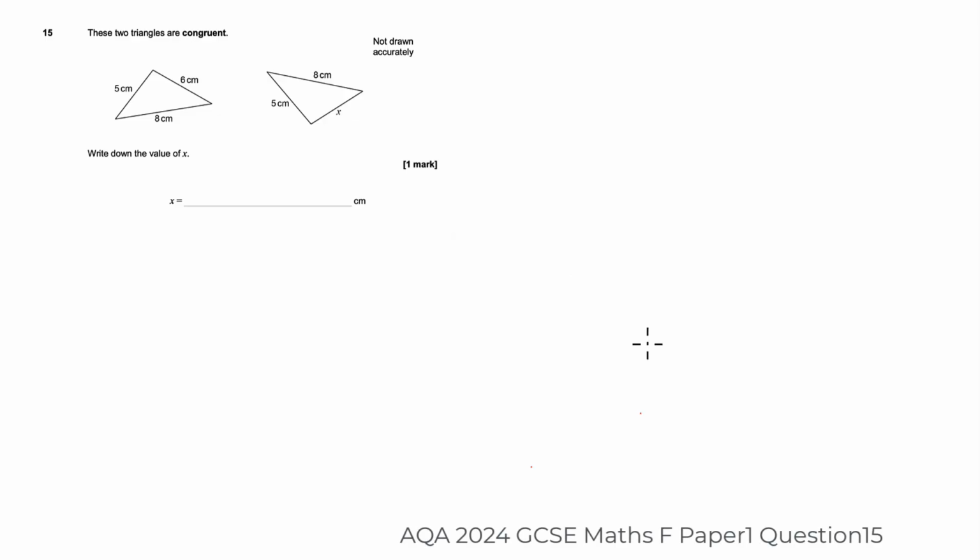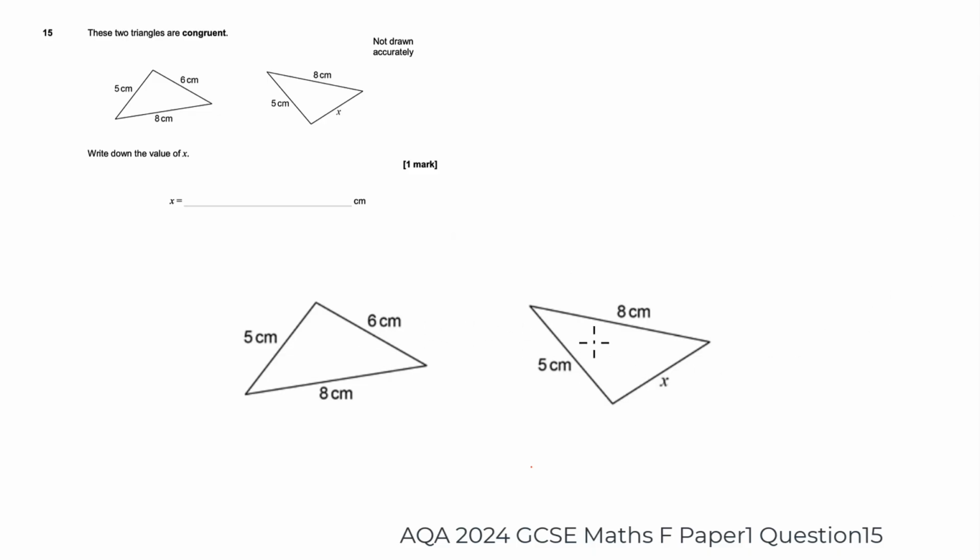So here's question 15. And we're given a couple of triangles, and we're told that they're congruent. Here they are. Now, what does congruent mean when we're talking about two triangles? Well, let's take this triangle on the right. If it's congruent to this triangle on the left, we would be able to cut this shape out, lift it up, maybe turn it round, turn it over, but it would fit on top of this triangle exactly. So let's think about that.